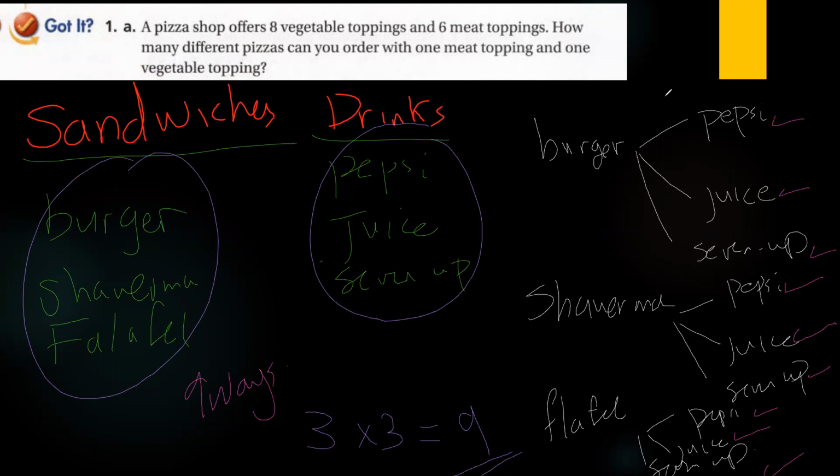So when a question asks you how many different ways, or how many different sandwiches, or how many different types of pizzas, you have to use the counting methods. How many? It means counting methods. And for this example here, if I give you the number of sandwiches with the number of drinks, and I ask you how many ways to choose one sandwich with one drink, you have to use the counting methods.